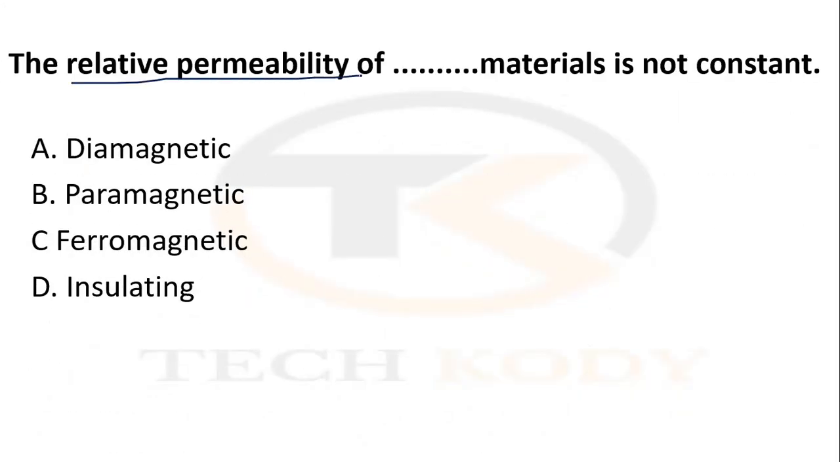The relative permittivity of dash material is not constant. Here you can see the options: diamagnetic, paramagnetic, ferromagnetic, and insulating. Which of the materials has a relative permittivity that is not constant? Here you can see that the ferromagnetic material is not constant.